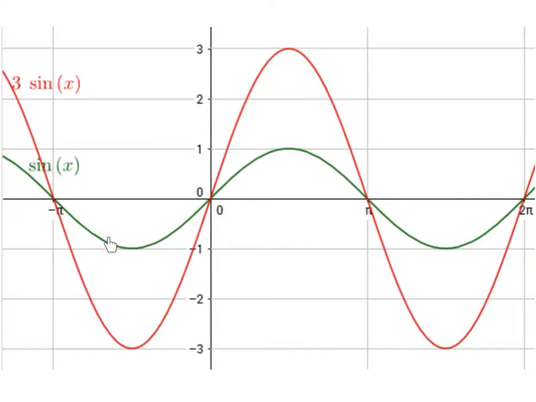So our green curve is the graph of y equals sine of x. Notice that its maximum point is 1 and its minimum point is minus 1. And its midway line is the x-axis. And our red curve is the curve of y equals 3 sine of x. So it's been stretched upwards as far as 3 on the y-axis and downwards as far as minus 3 on the y-axis.